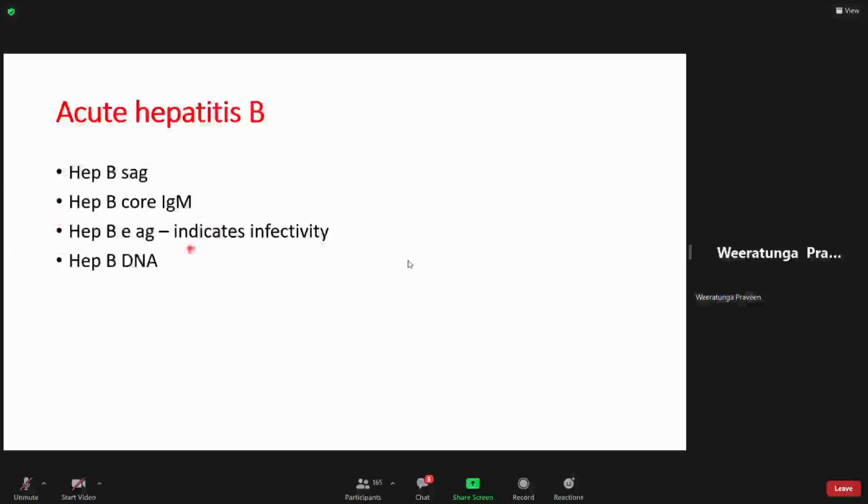So these are the things that are positive in acute hepatitis B. Surface antigen, core IgM, E antigen, which indicates infectivity and severity. Sometimes we also look at hepatitis B DNA by PCR. It can't be done every time, but sometimes it is done.